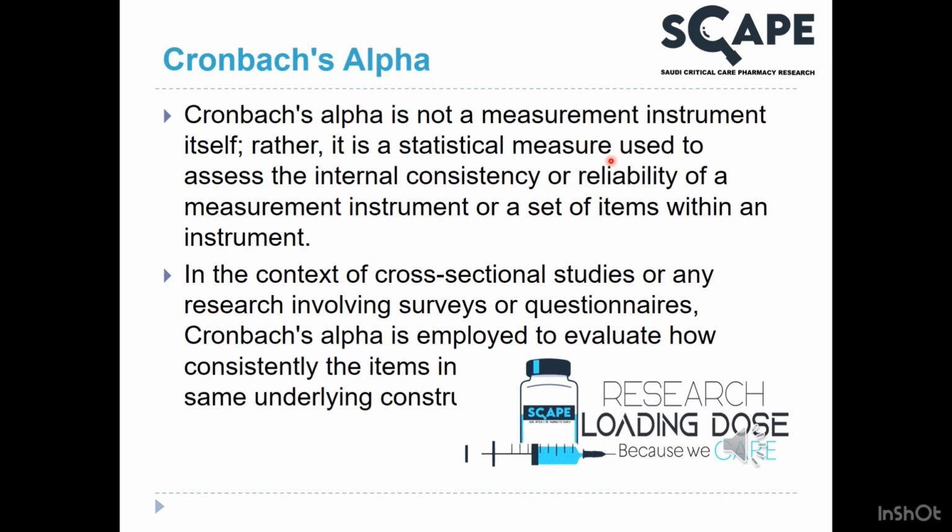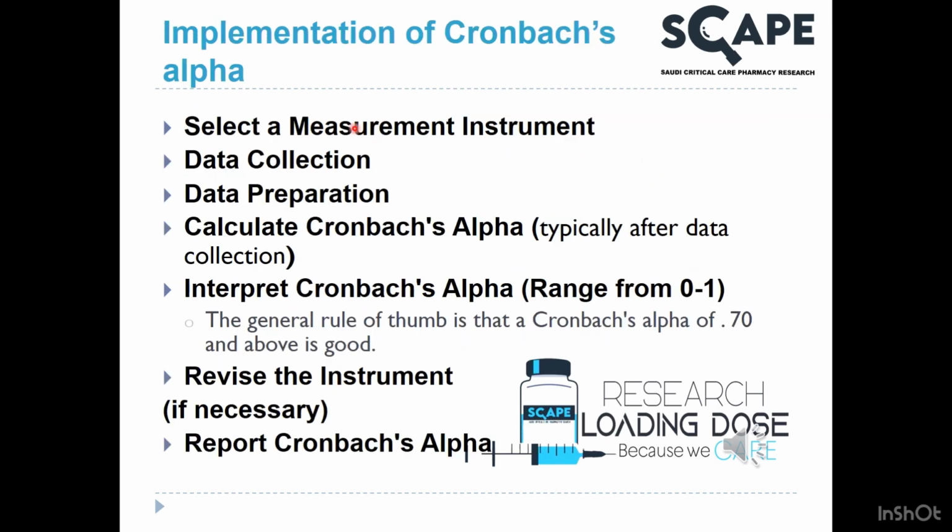Let's see how we can implement the Cronbach alpha. So in the next slide, I will be talking about the implementation part. The implementation of Cronbach alpha requires the following steps. In order to implement this, we need to be very sure that we are using a validated questionnaire, which is nothing but the selection of a measurement instrument. So we need to be very clear what questionnaire we are using and whether it was properly constructed.